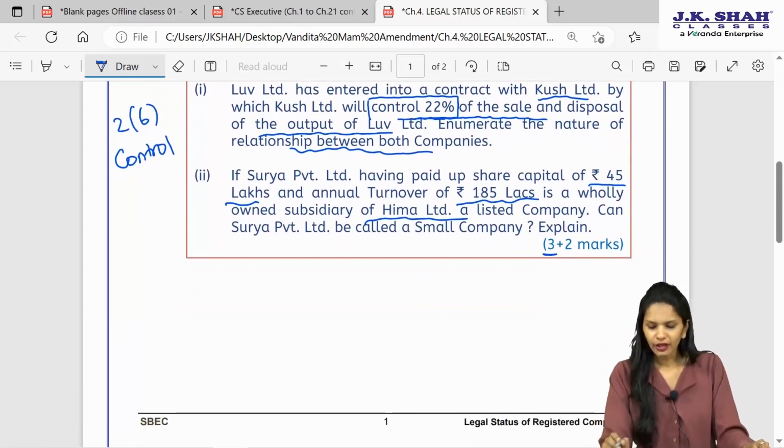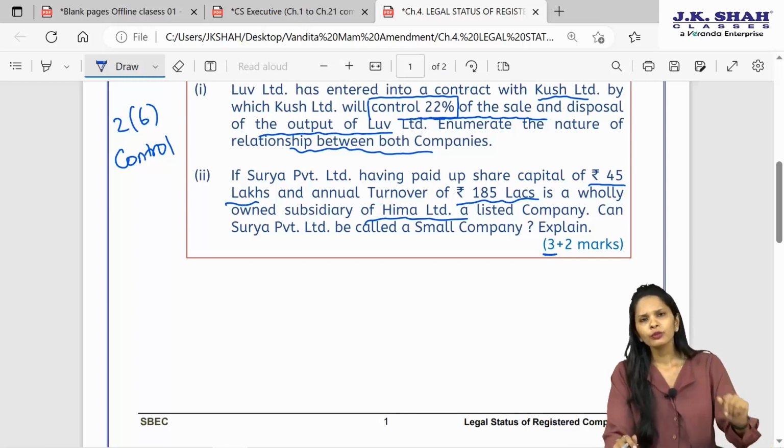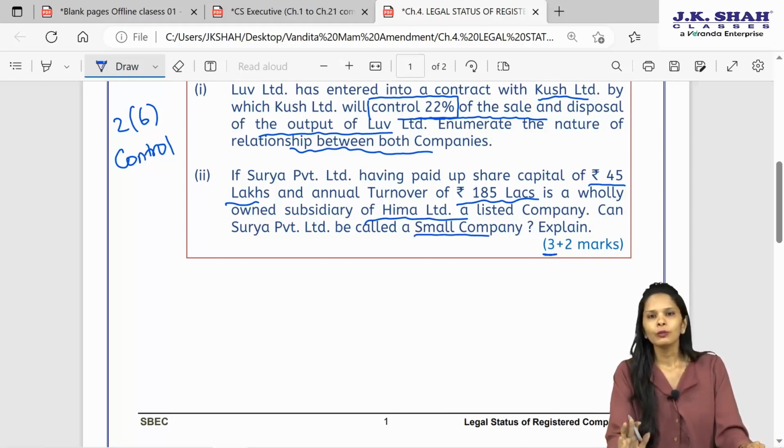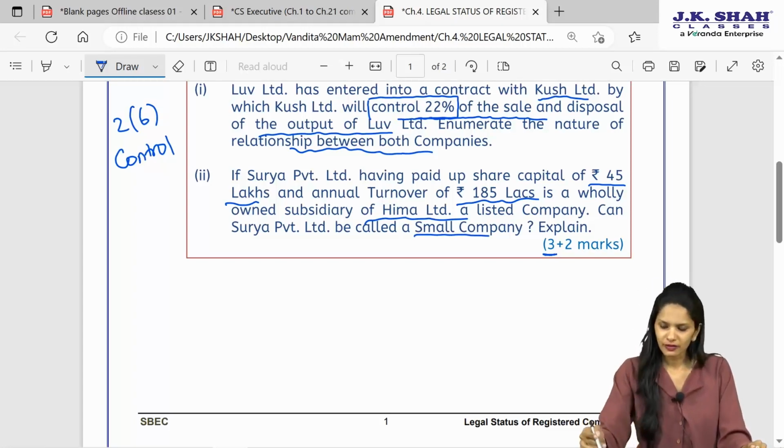Okay, so again 45, 185. It is within the purview of small company, but what is the problem over here? As discussed, it's a wholly owned subsidiary of HEMA Limited, which is a listed company. One more point to be noted, students. Subsidiary of a public company is a deemed public company. And we have seen that a small company is only a private limited company. So because of this, Surya Private Limited will not be treated as a small company. I hope all of you understood these 2 questions.